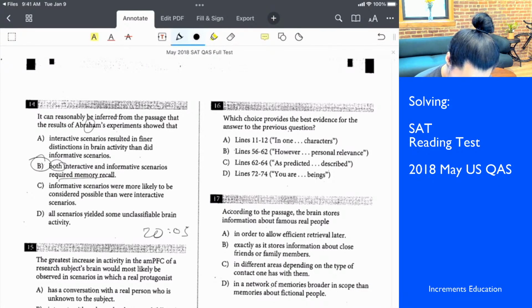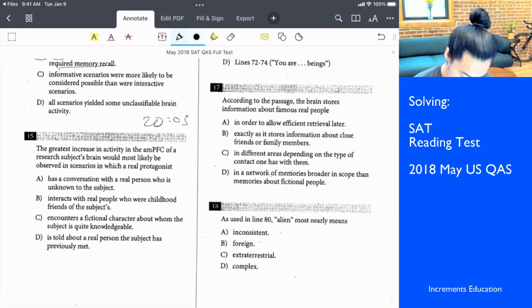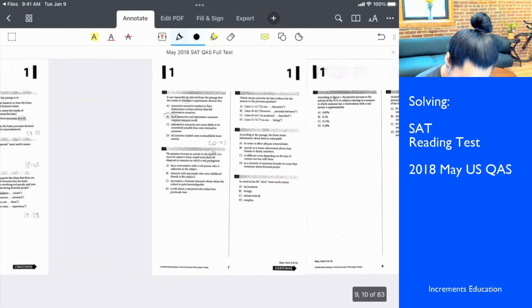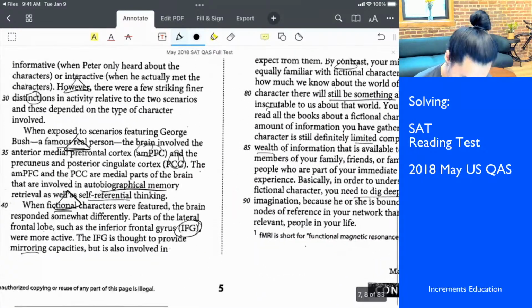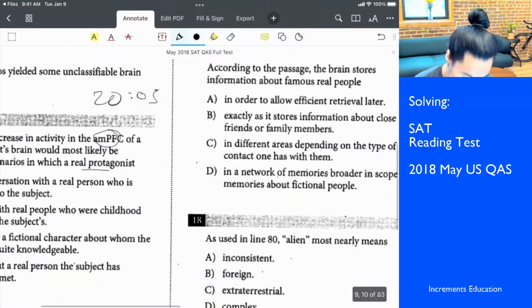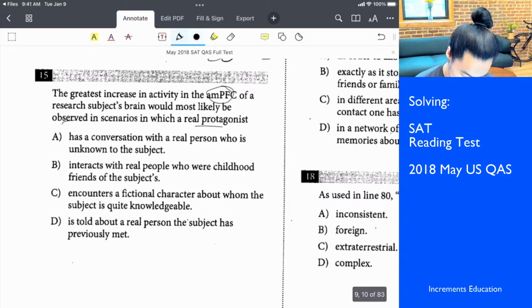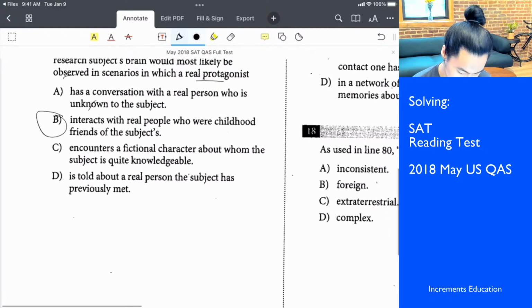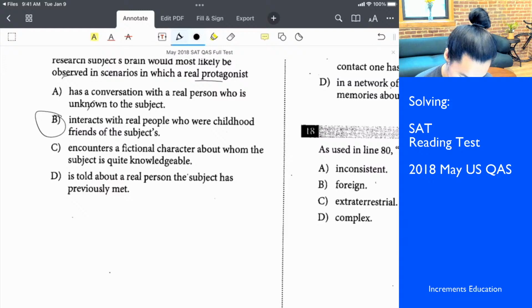2005. The greatest increase in the activity of MPFC would be observed in scenarios in which a real protagonist. Okay, MPFC. Let's just double check which one that is. Okay, so you want relevant, more real and relevant. Not unknown. Yes. Relevant. Very relevant. This is also relevant, but B is more relevant. So 2030.